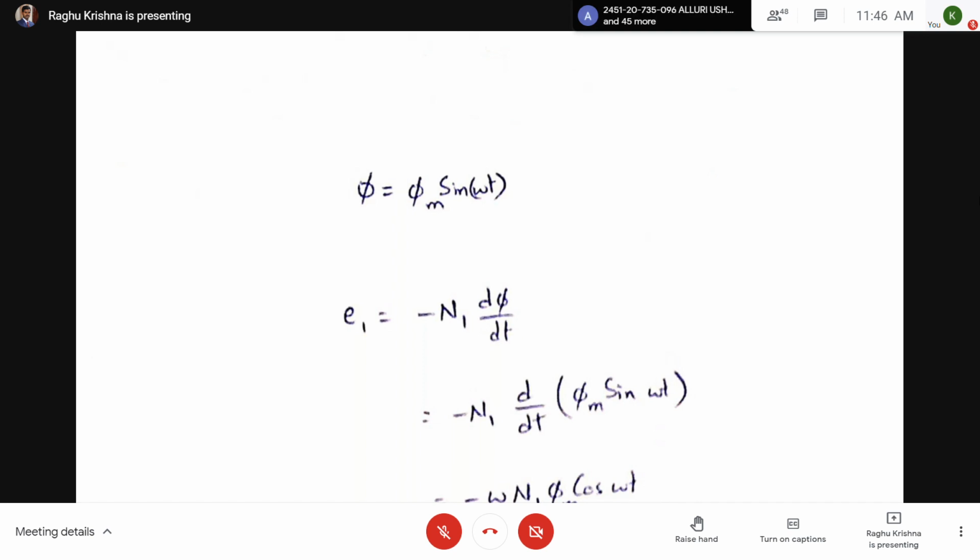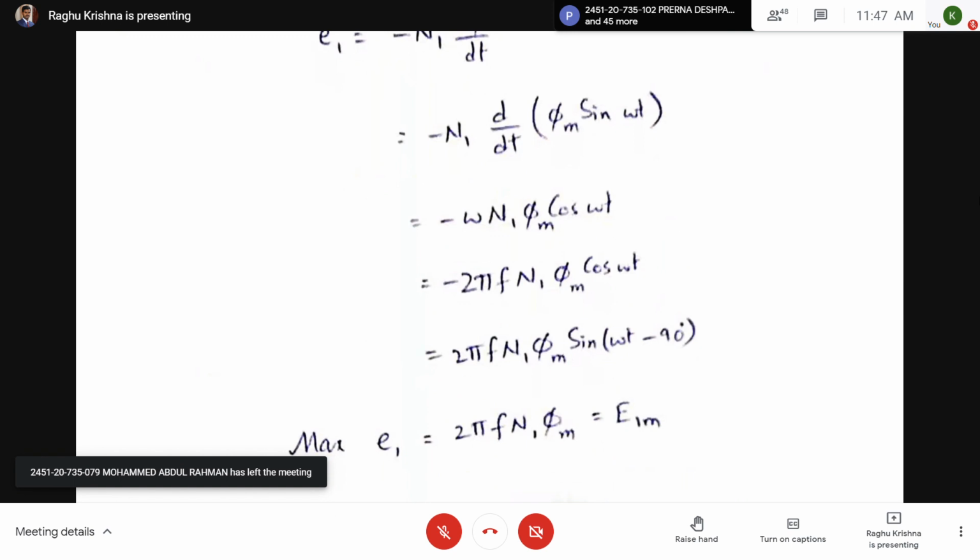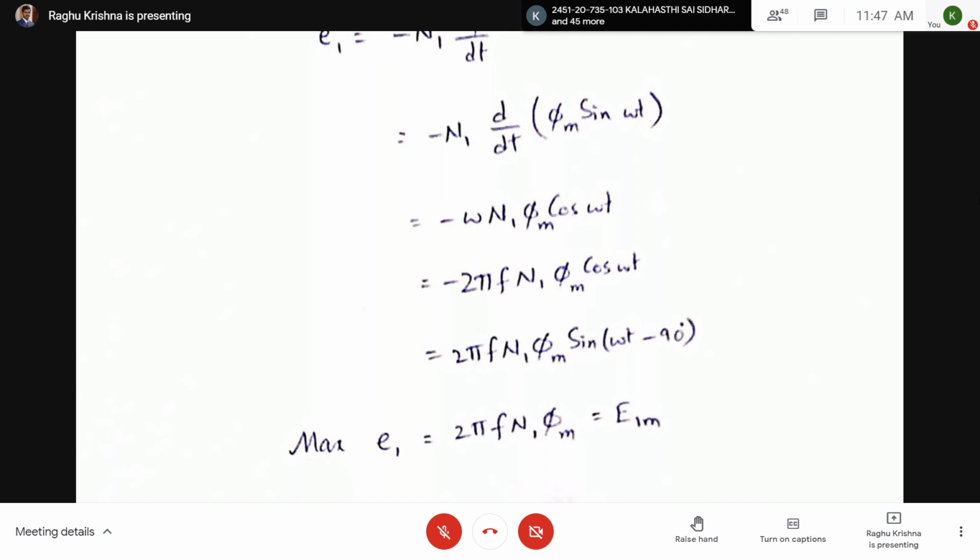Why minus? It means the direction of the induced EMF will be opposite to the cause. What is the cause? The alternating flux or the supply voltage. So if you do the differentiation, finally you are going to get small e1 equal to 2πf N1 Φm sin(ωt − 90°). You are writing minus cos ωt as sin(ωt − 90°).